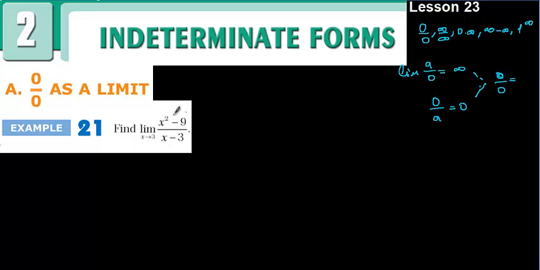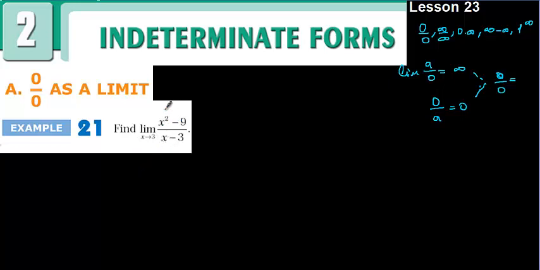Take the function x squared minus 9 over x minus 3. When it is 0 over 0, actually there is no solution. But with the limit, we are going to change the function, we are going to factorize the function. Especially for 0 over 0, we are using the factorization method for the indeterminate forms. We are going to factorize and find the value of the function.